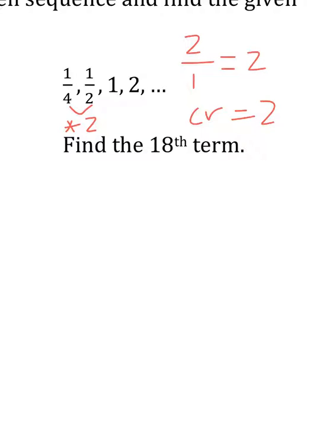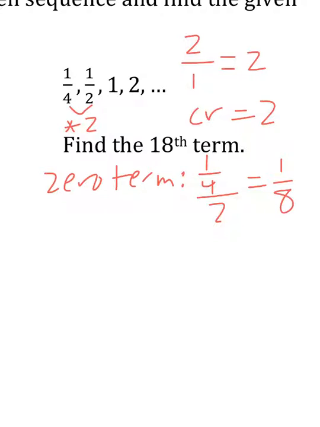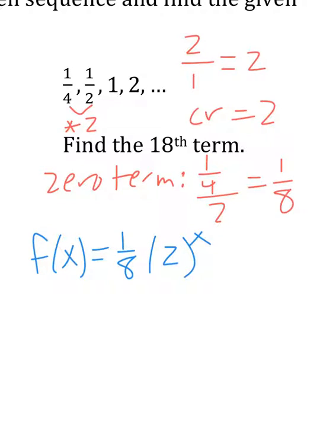Okay, then we want to find our zero term. Well, if we're multiplying by 2 each time, that's going to be dividing by 2. So our zero term is going to be 1/4 divided by 2. If we do that in our calculator, 1/4 divided by 2, or 1/4 times 1/2, that will give us 1/8. So if we're going to write our function here, we'll end up with f of x is equal to 1/8 times our common ratio, which is 2, to the power of x.